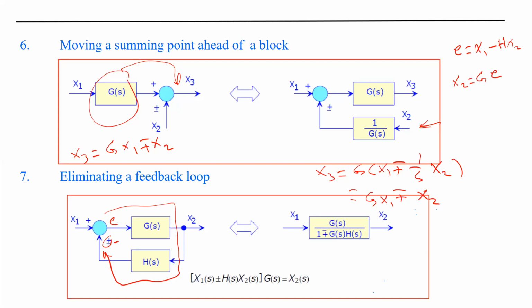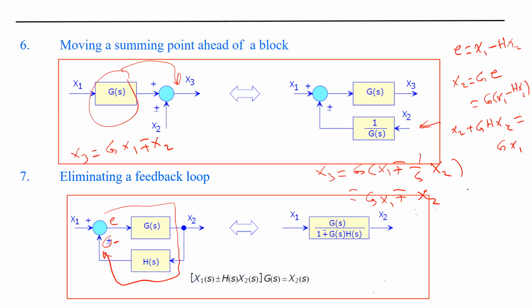And then you take x2 together. What I want is the transfer function between x2 and x1, so I want to eliminate E. So it's going to be G times (x1 minus h x2). Let me take x2 to the other side. So I will have x2 plus g h x2 equal to g x1.